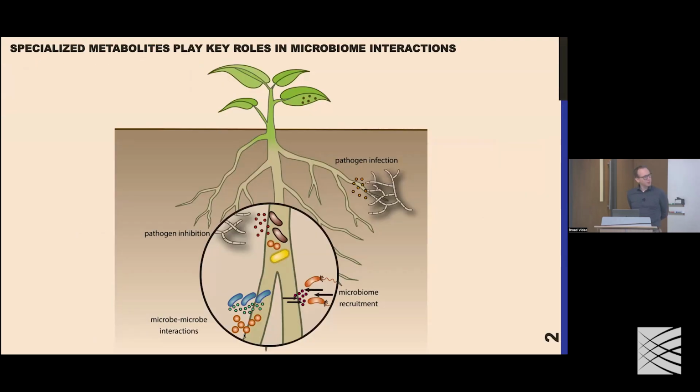Well, of course, in animal microbiomes, plant microbiomes, human microbiomes, we see that there's a lot of interactions going on between bacteria and the host, between beneficials and pathogens, etc. And many of these interactions are actually mediated by molecules. Very frequently specialized metabolites, but sometimes also primary metabolites.